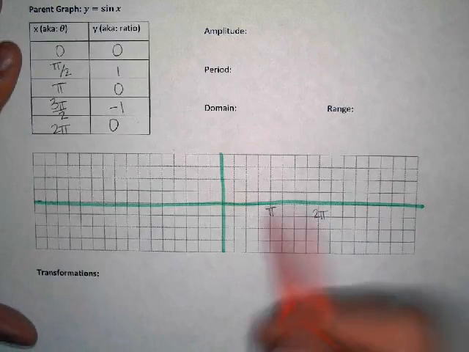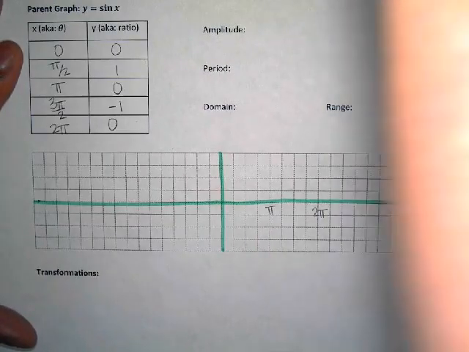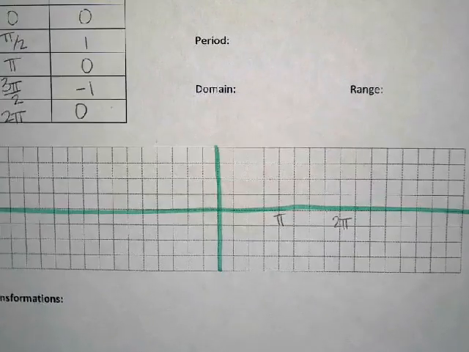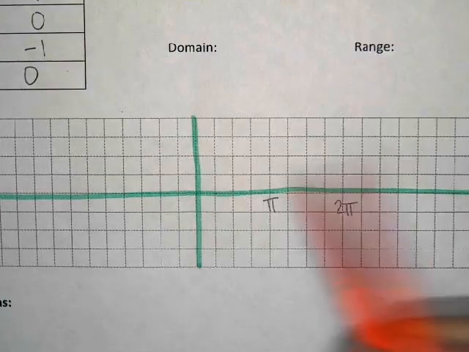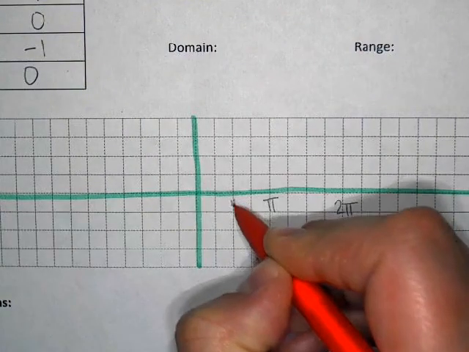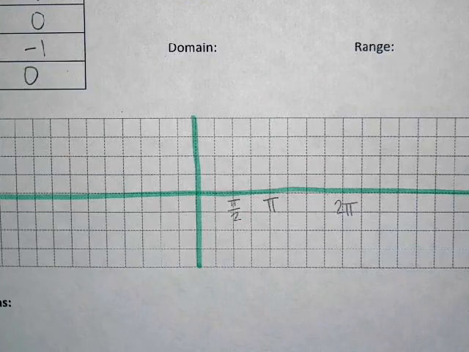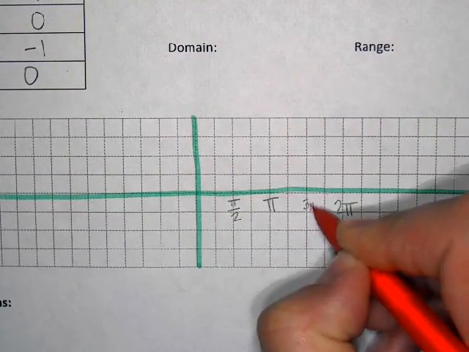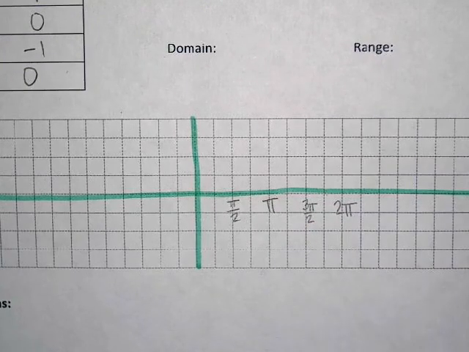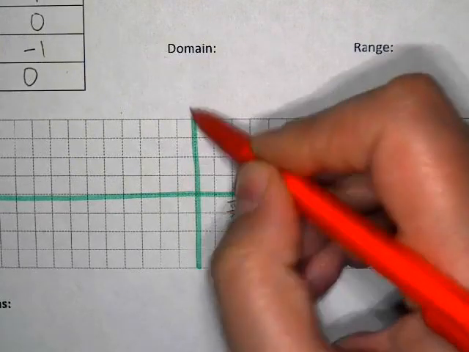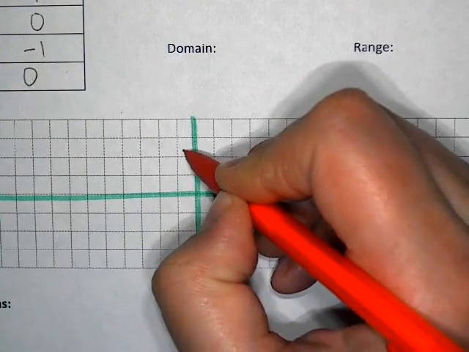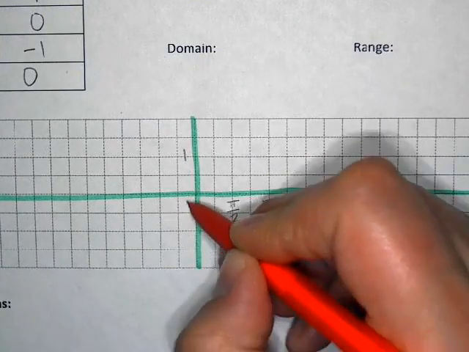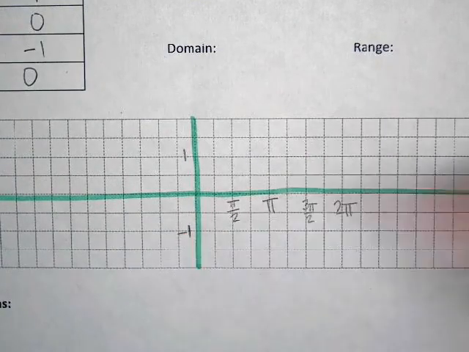So we know if I counted 4 boxes and put a pi, then halfway would be half of that, right? 2 boxes would be pi halves. 2 boxes here would be 3 pi halves. Okay. And then I'll just go ahead and say on the y-axis that up 2 boxes, I'll say that's 1. Down 2 boxes, I'll say that's -1.